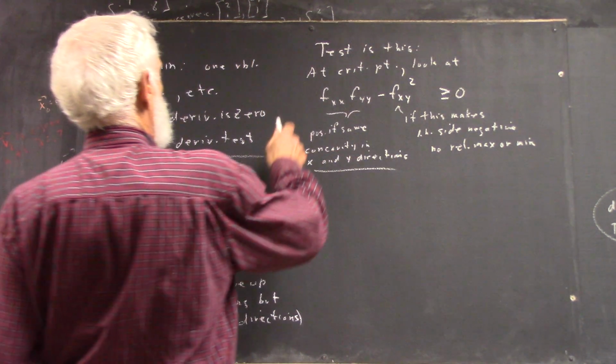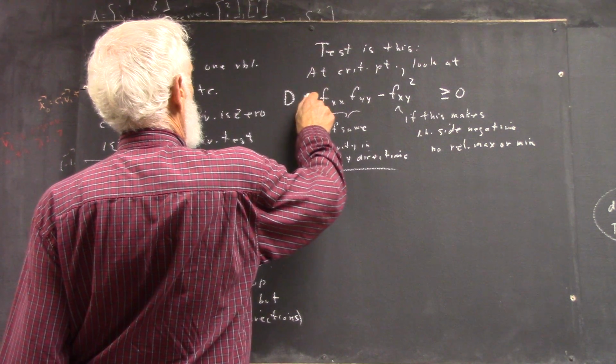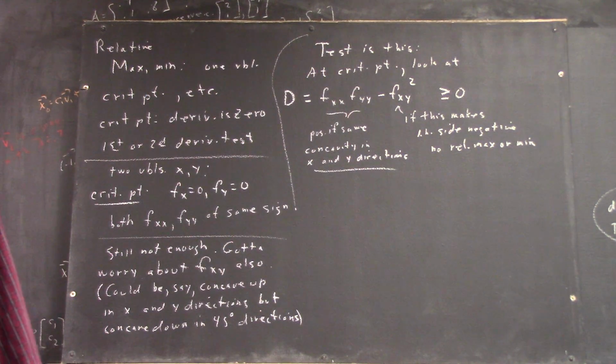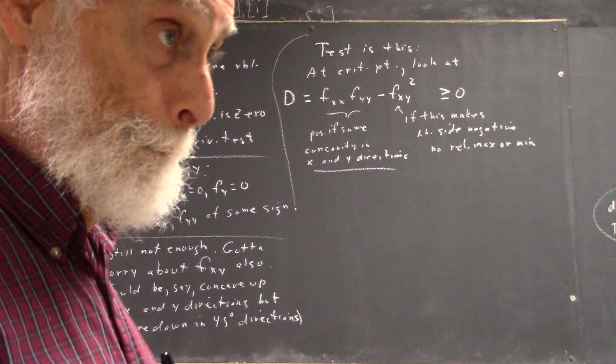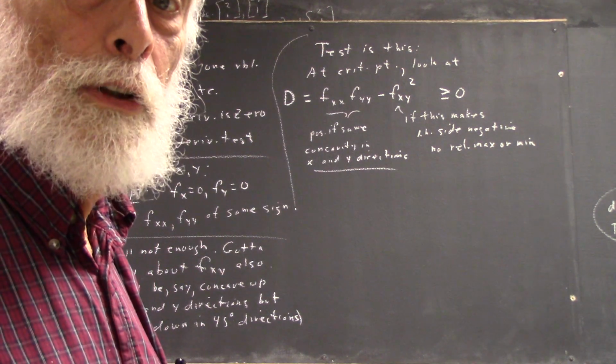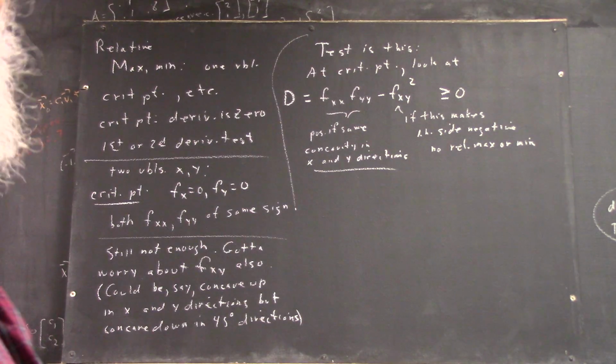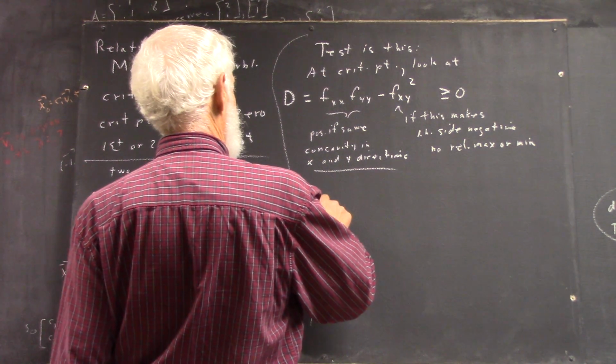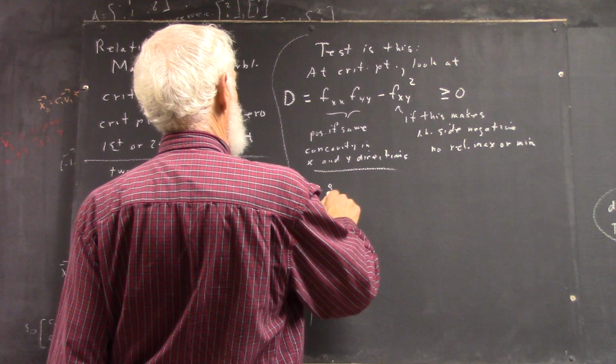Now, this is often called the discriminant, and we use capital D. Okay? So let's look at an example. And what are we going to use for the example? 2 square root of xy. Yep.